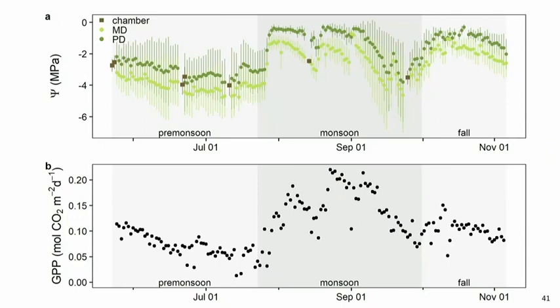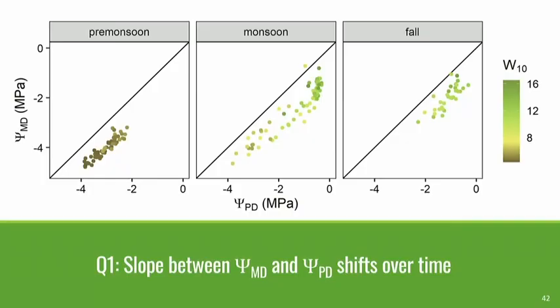So to answer my first question, I'm adopting the approach of just looking at the data to see what it looks like. By plotting the midday versus the pre-dawn in the 3 different seasons, I can see with my naked eye that there is indeed a shift in that slope, that sigma term, over time. It's pretty parallel in the pre-monsoon and in the fall, but in the monsoon period, there's a section parallel to the one-to-one line, and then a really steep section. In this case, the color axis is the soil moisture at 10 centimeters.